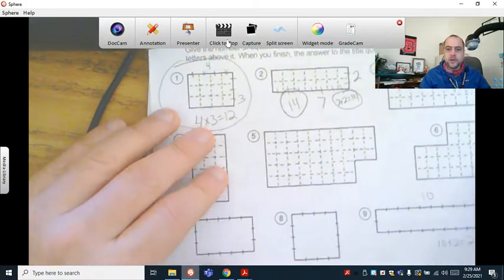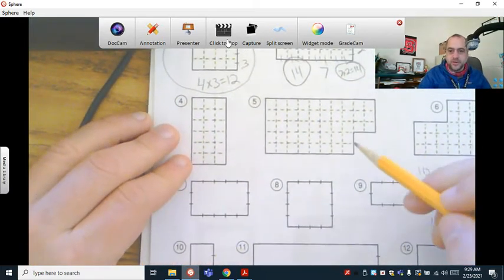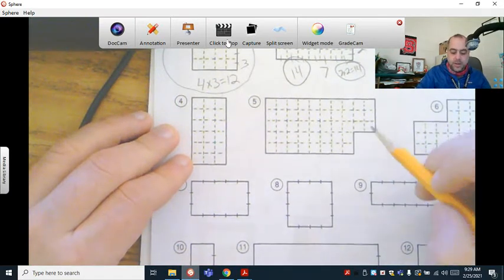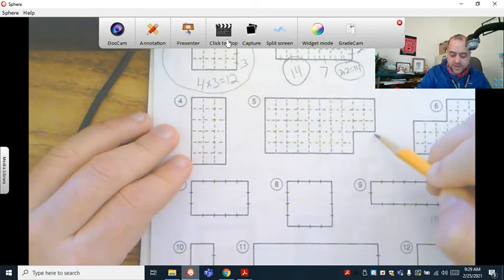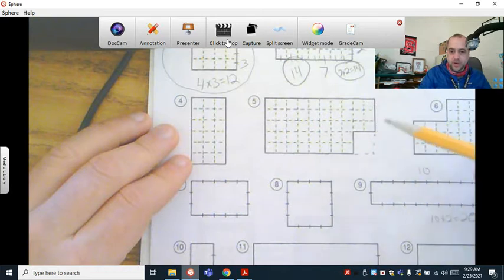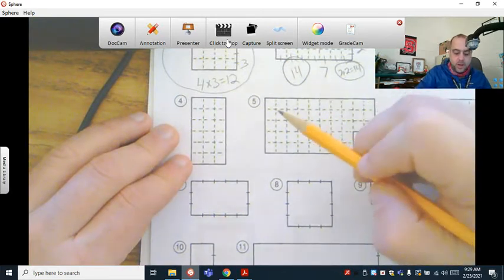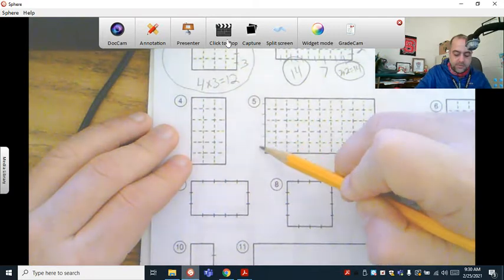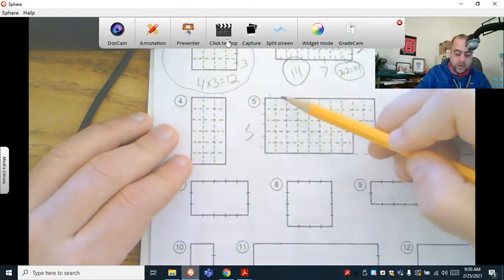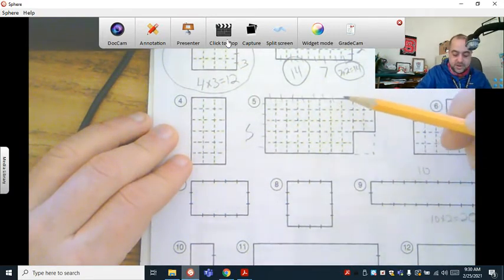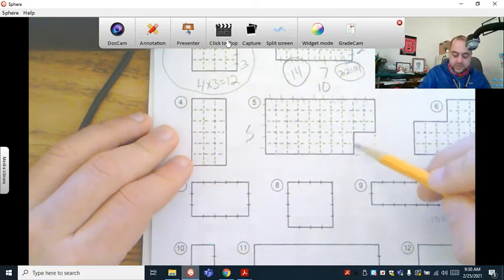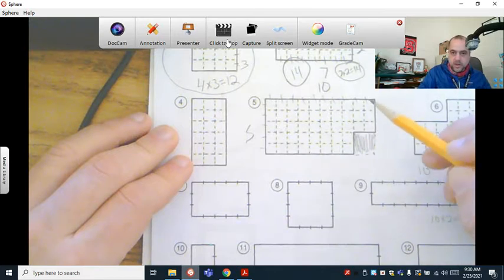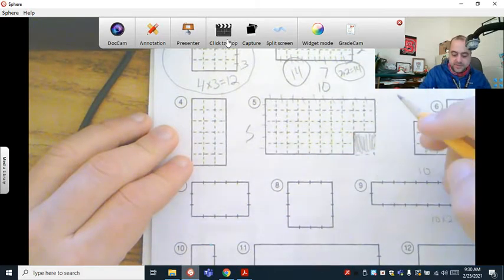Alright, we're going to skip around a little bit. Let's try this one because this one's missing some. How I want you to solve these is to imagine that this little space right here is filled in. Imagine this was a perfect rectangle. So let's count it. You've got 1, 2, 3, 4, 5 on the side, and 1, 2, 3, 4, 5, 6, 7, 8, 9, 10 on the top. So if this was colored in, it would be 5 times 10, right? 50.